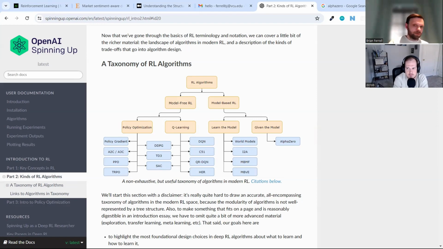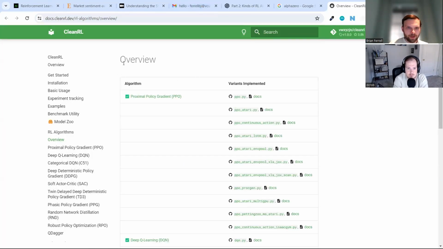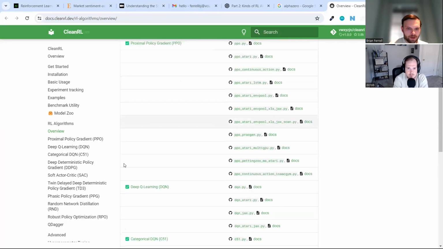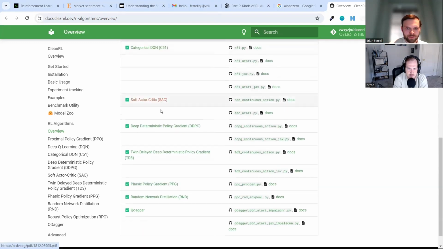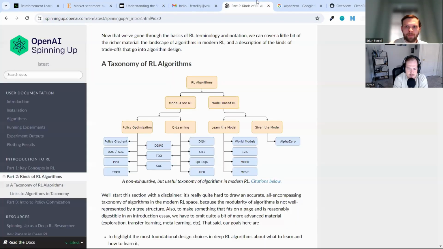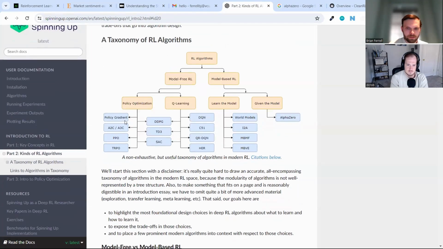CleanRL, I can pull up. So CleanRL only gives us the PPO, DQN, C51, SAC, DDPG. Okay, so it does give us this one, but I don't think it has HER, or maybe even this one.